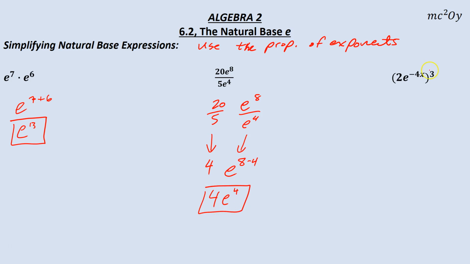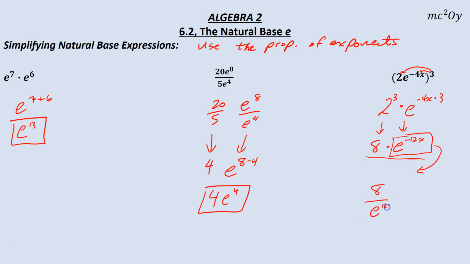And the same thing applies here. We're just going to bring that 3 into the 2. We're going to bring it into this power here. So we have 2 to the 3rd times E to the negative 4x times 3. 2 to the 3rd is 8, and this is E to the negative 12x. We don't want to leave a negative exponent, so remember what that means: you think of it in fraction form. The thing that's being raised to the negative power would move down, so we have 8 over E to the 12x. When we move it, we drop that negative.